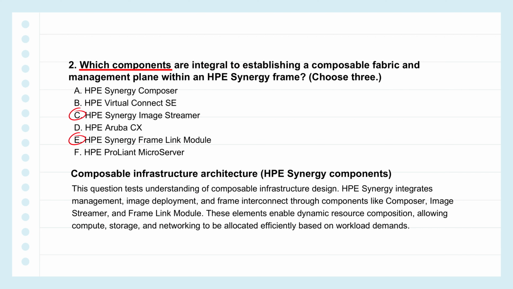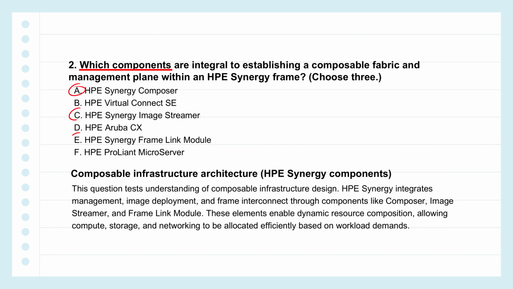Okay, I want to break down exactly how these 3 work together. So option A is the Synergy Composer. That's the management appliance, right? It gives you the API control to actually orchestrate those resource pools. Correct. And then option E, the Frame Link Module, is the physical connective tissue. It interconnects multiple Synergy frames and enables that unified management plane to communicate across racks of hardware.